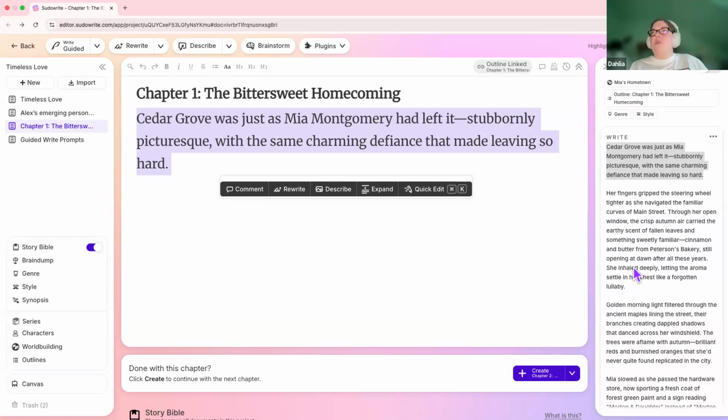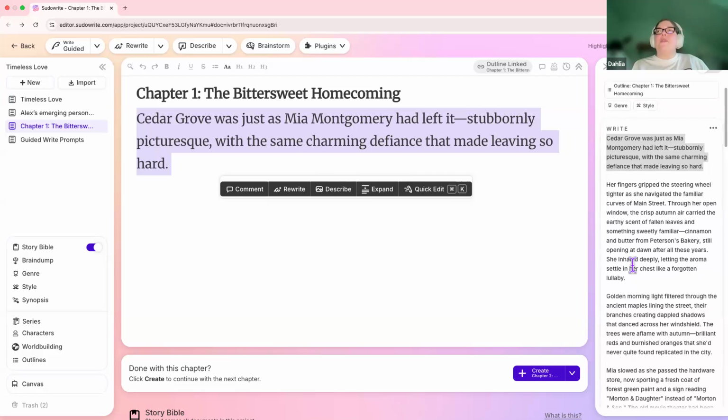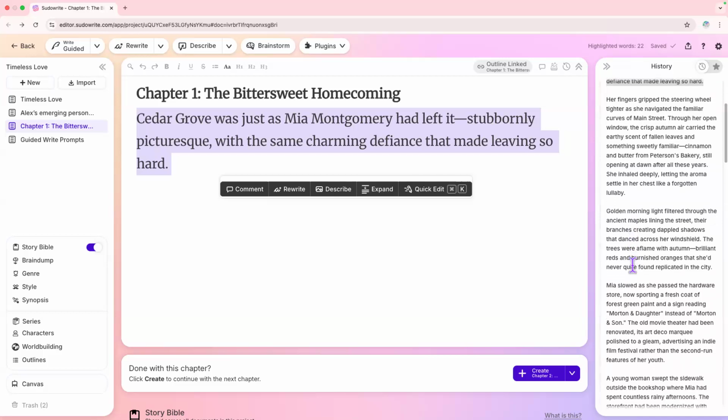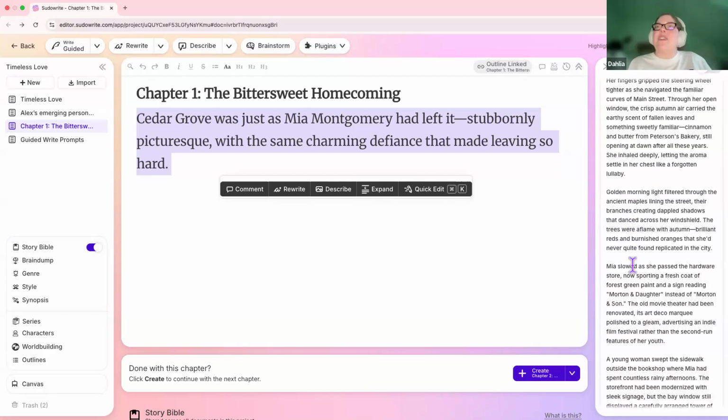Her fingers gripped the steering wheel tighter as she navigated the familiar curves of Main Street. Through her open window, the crisp autumn air carried the earthy scent of fallen leaves and something sweetly familiar. Cinnamon and butter from Peterson's Bakery, still opening at dawn after all these years. Yeah, that's better. This is sweet. That is definitely better. Oh, this is also nice.